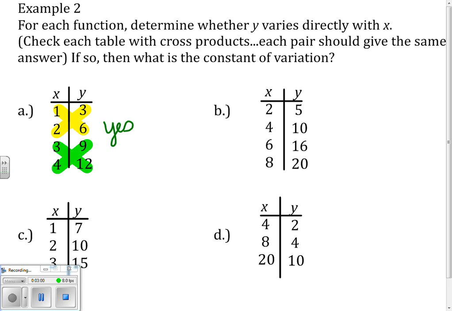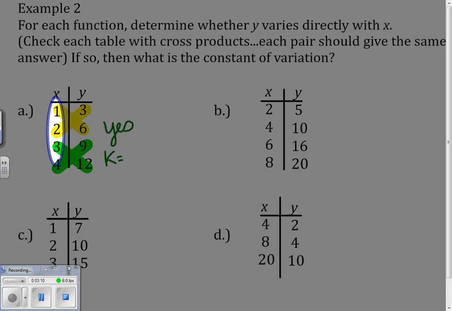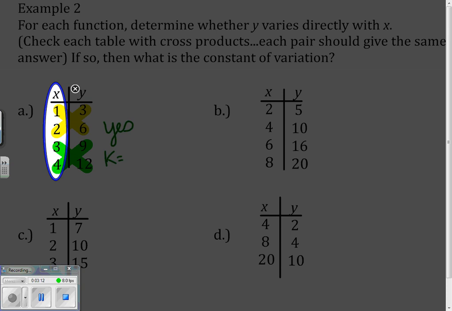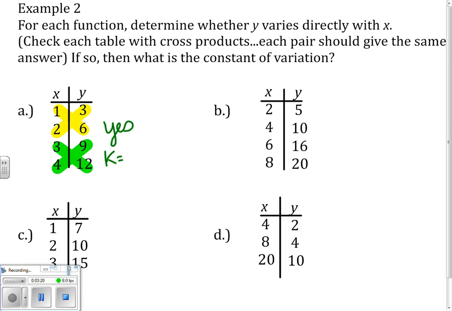If so, they want you to find the constant of variation. Remember that k is whatever value you multiply by all of the x's to get the y's back out. So focus for a second on what the x values are. Those values are 1, 2, 3, and 4. What do you multiply those values by to get these values? So what times 1 is 3? What times 2 is 6? What times 3 is 9? And the answer is 3.